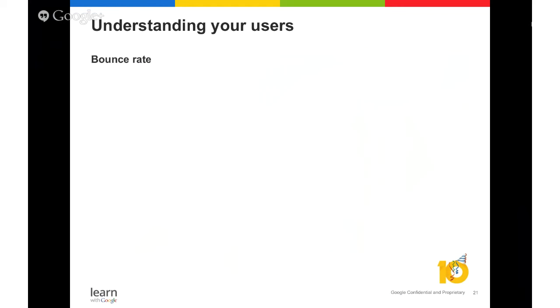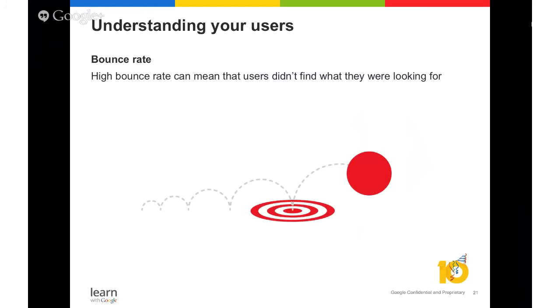Bounce rate describes the percentage of users that leave directly from the first page they entered without visiting any other pages. A high bounce rate can mean that users didn't find what they were looking for. To improve bounce rate, you want to work on structure, layout, or quality of content.